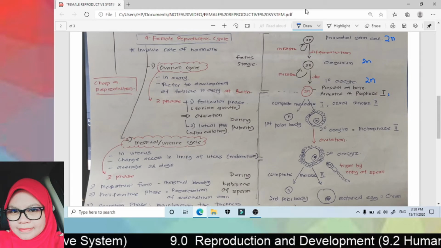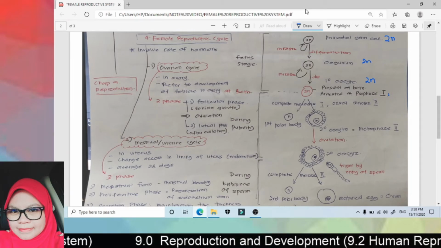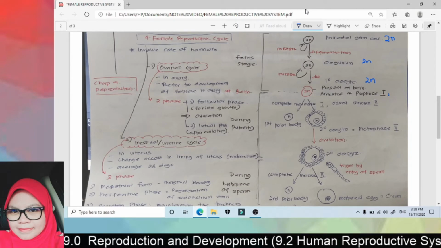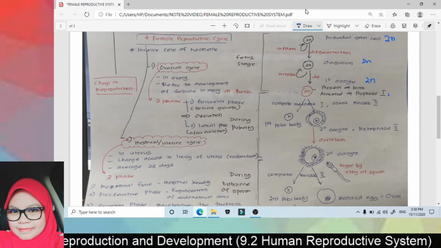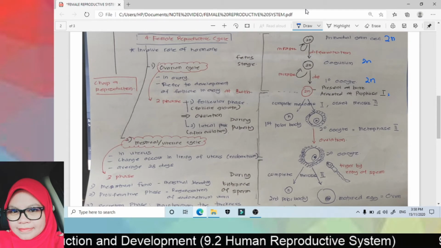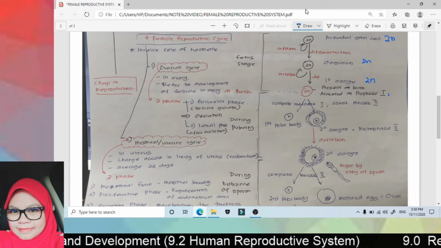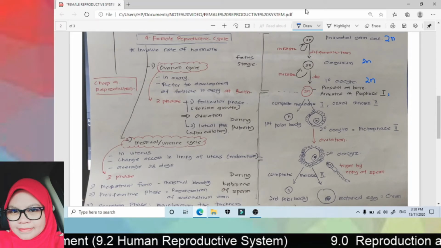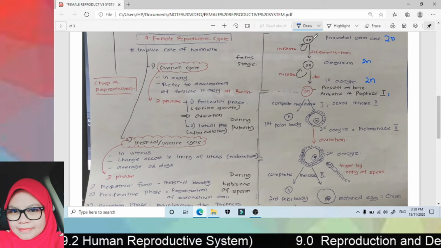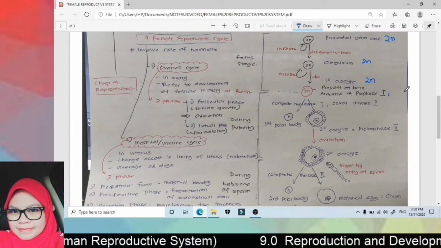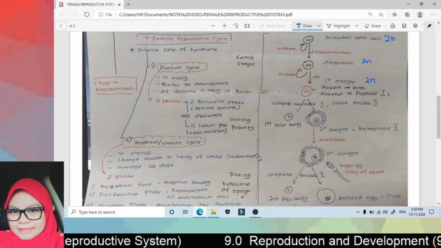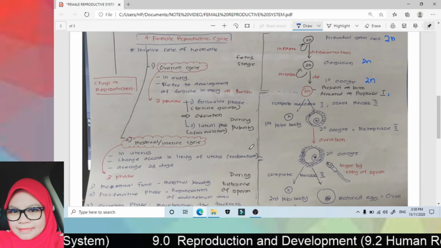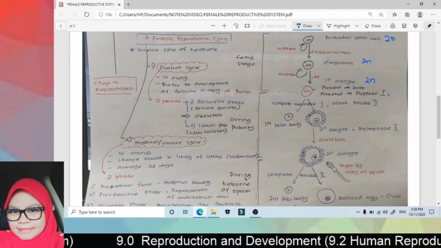Ovum only be produced when triggered by fusing of sperm. Tak ada sperm, hanya sekadar secondary oocyte. So that's why secondary oocyte ni juga kita panggil sebagai egg, which is the female gamete. Okay, so I repeat. So we can see that this oogenesis can be divided into 3 stages. Fetus stage, during puberty, and during entrance of sperm.